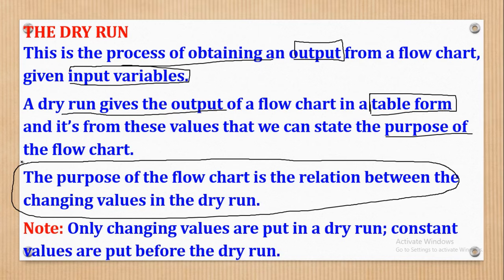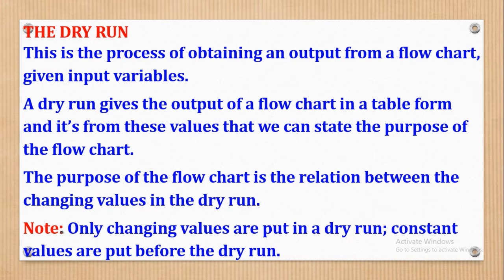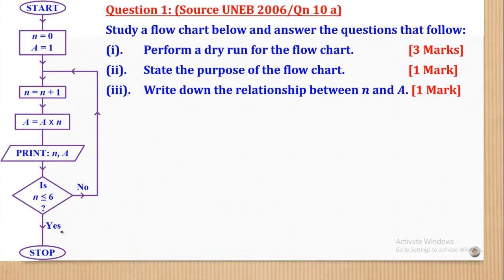But before we perform a dry run, there is something we need to note, and that is only changing values are put in a dry run. Constant values are put before the dry run. So this is what you need to note. So in your flowchart, look at the values which are changing, or let's say variables which vary. The ones which are constant are not indicated in the dry run. So with that knowledge, you shall be able to go through these questions.